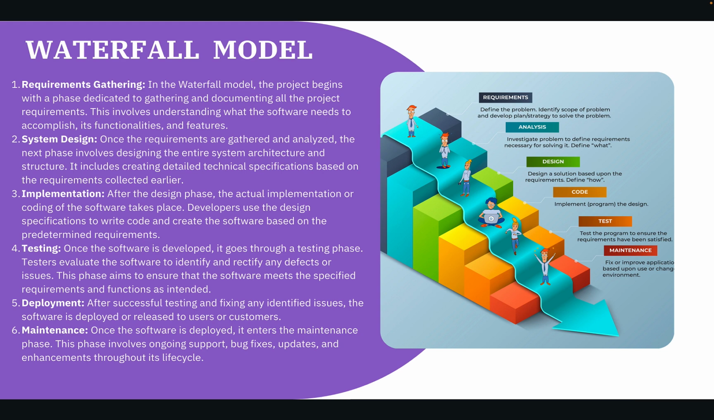In the waterfall model, first we gather the requirements for the application we are going to build. After gathering the requirements, we go to the planning phase, then we do the coding, then the testing, and finally the maintenance. This is the complete product life cycle of the traditional waterfall model.